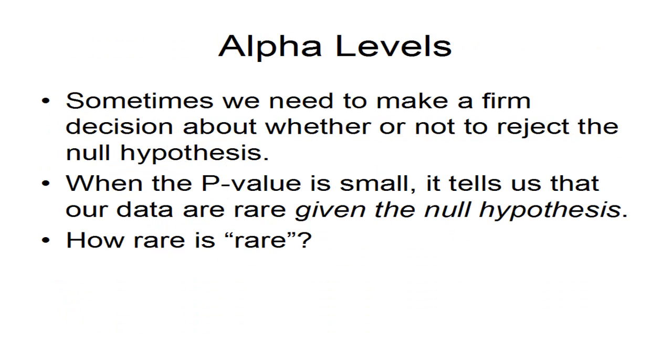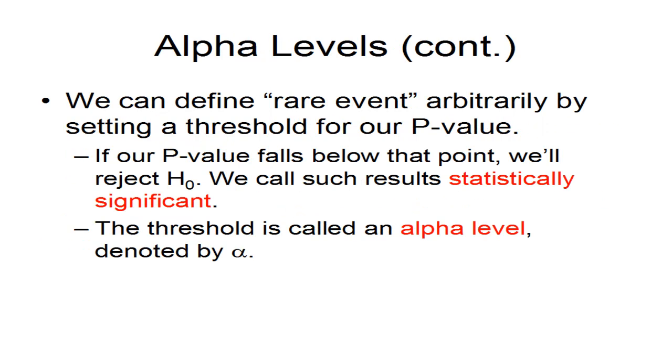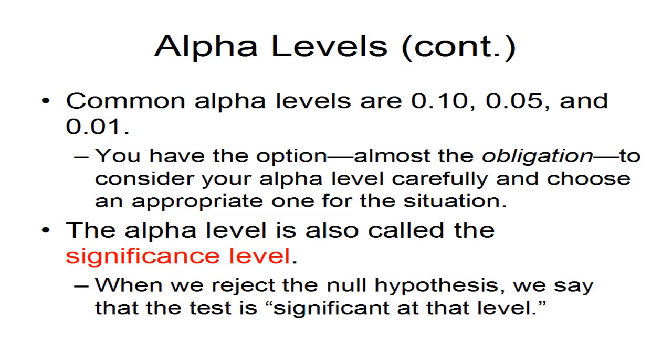Sometimes we need to make a firm decision about whether or not to reject the null hypothesis. When the p-value is small, it tells us that our data are rare given the null hypothesis. How rare is rare? We can define rare event arbitrarily by setting a threshold for our p-value. If our p-value falls below that point, we'll reject the null. We call such results statistically significant. The threshold is called an alpha level, denoted by alpha. Common alpha levels are 0.10, 0.05, and 0.01.